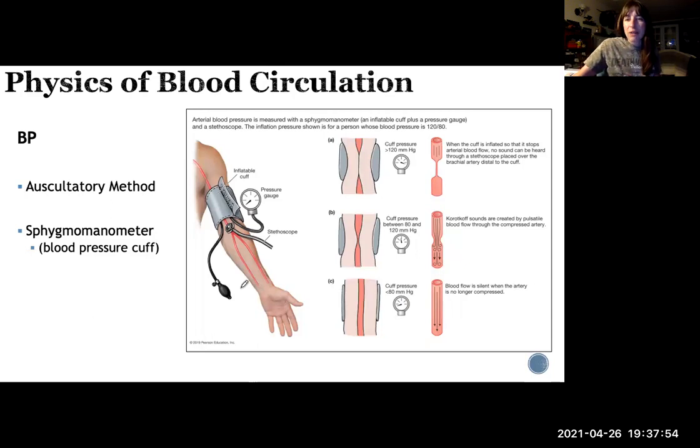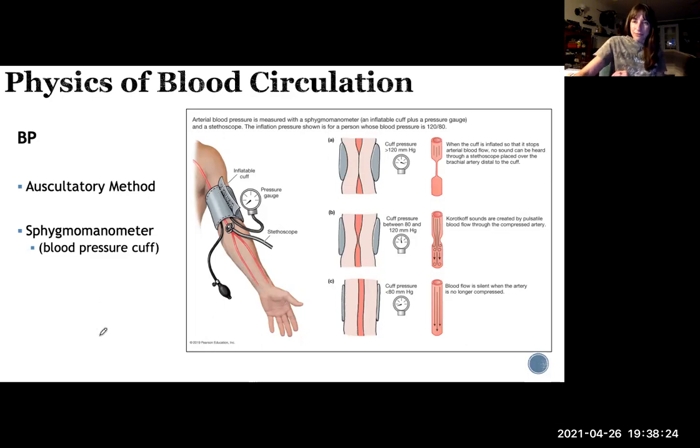Okay, so let's learn how we actually take blood pressure measurements using a blood pressure cuff, also known as a sphygmomanometer. You have to make sure that you get the right emphasis on the right syllable, right? The sphygmomanometer is the fancy name for the blood pressure cuff.